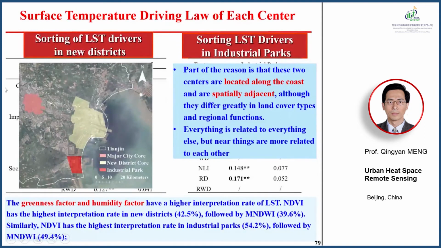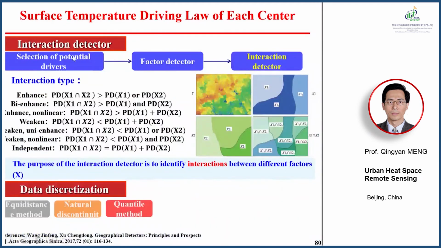Perhaps it's that these two centers, the new district and the industrial parks, are located along the coast and are spatially adjacent, although they differ greatly in land cover types and regional functions. Everything is related to everything else, but near things are more related to each other. And also, we studied the interaction detector.